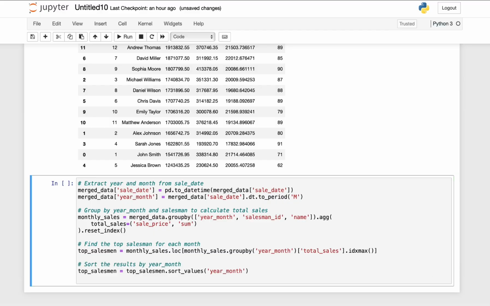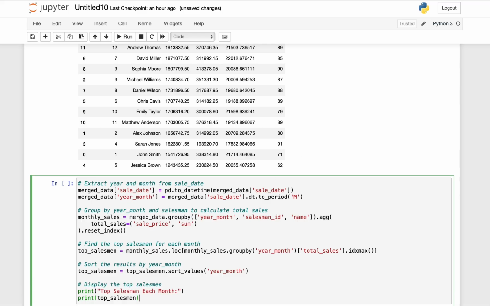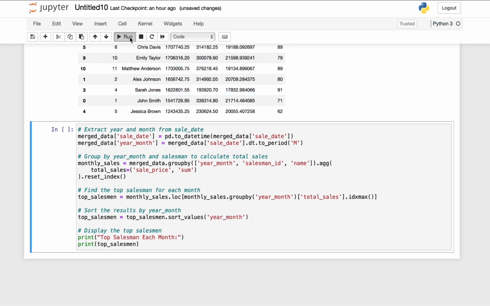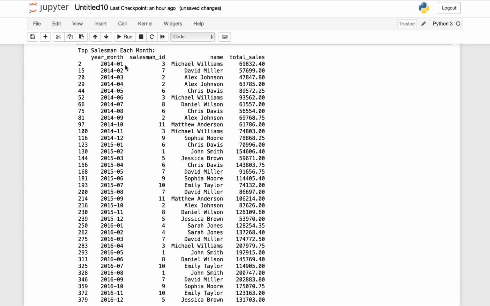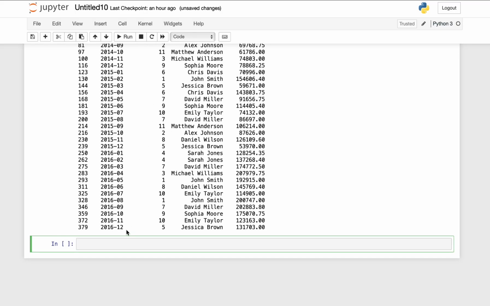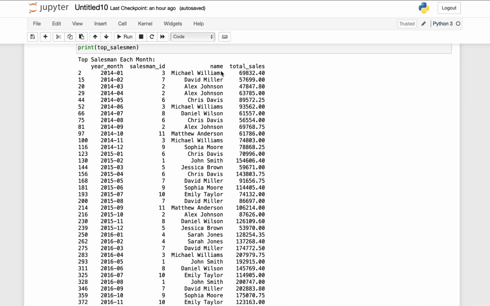And then most importantly, we want to be able to display this. So let's run this. And we can see the top salesman for each month starting from January of 2014 all the way to December of 2016. We have their salesman ID, the name of the salesperson, and the total sales conducted by them. But let's go ahead and visualize this, and it'll help us understand it a little better.